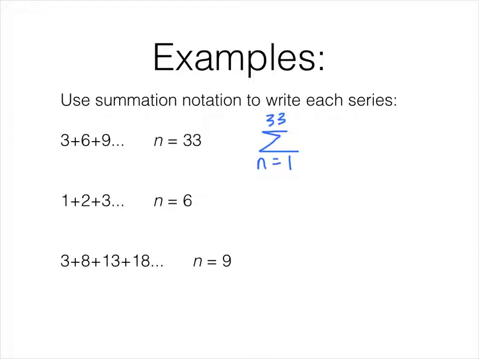So since it's a difference of 3 each time, we have to realize here that this is 3 times n. Because 3 times 1 would be 3, 3 times 2 would be 6, 3 times 3 would be 9, and so on. So this right here represents this sum.